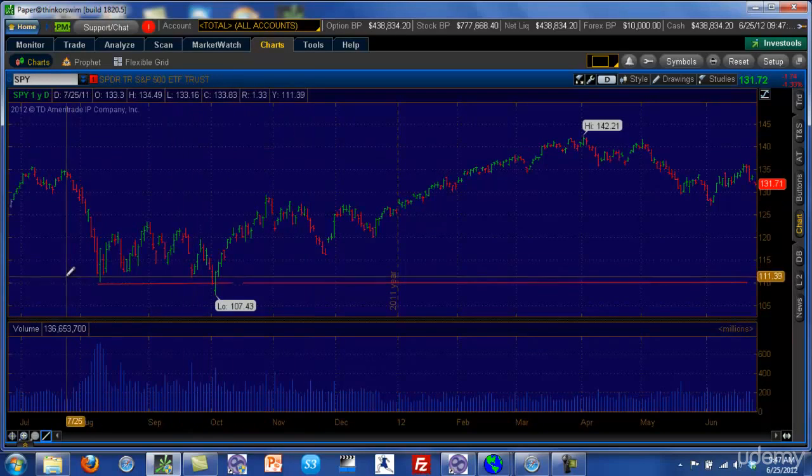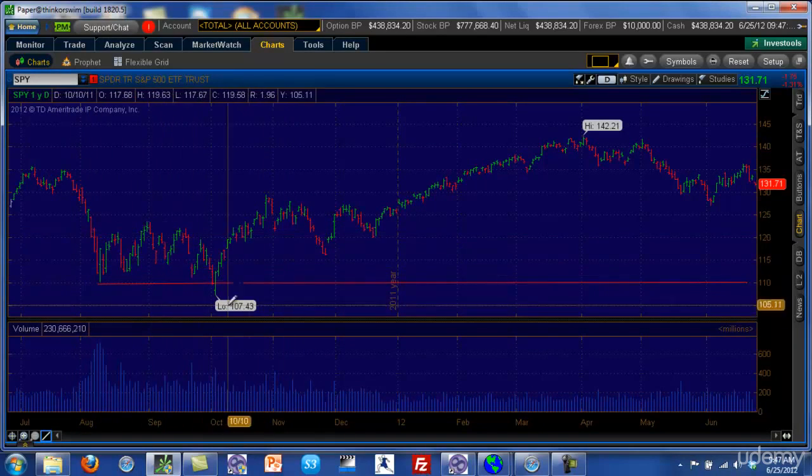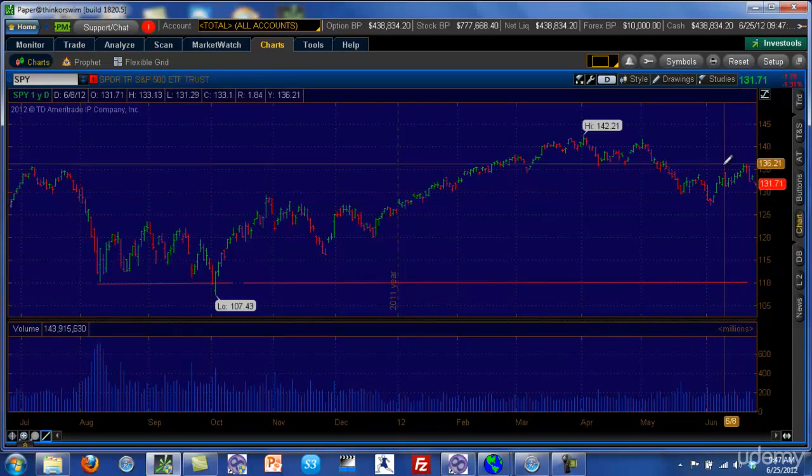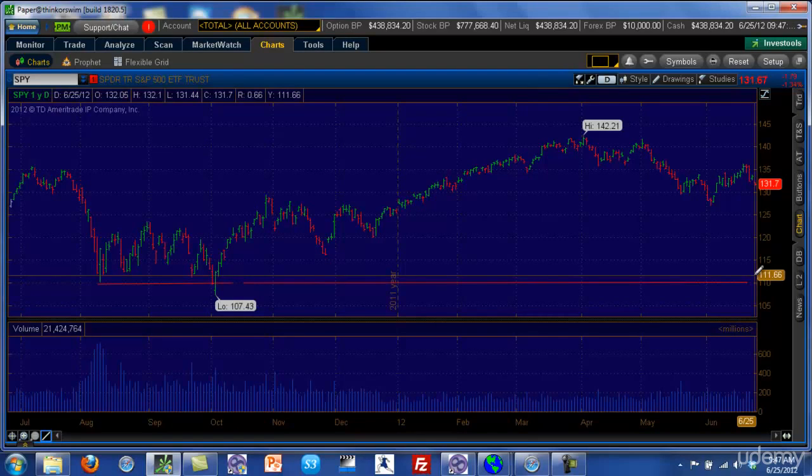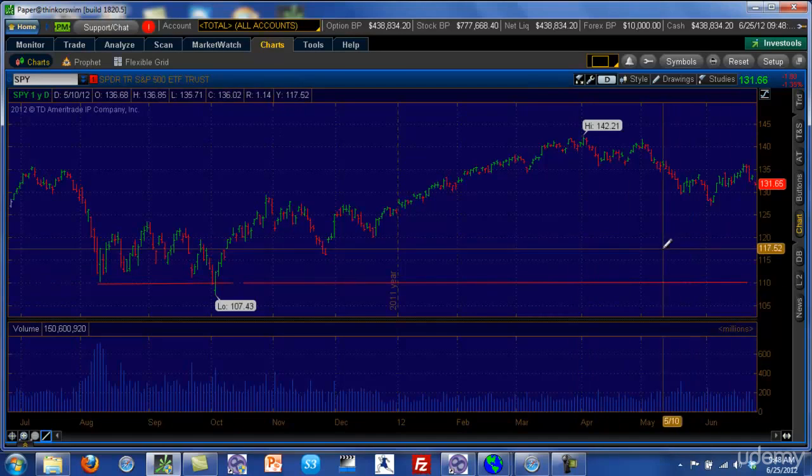Just because this 110 area has been a strong support point at least 3 times in the past 1 year, it doesn't mean that if the S&P, if the spider falls down to that level again, that it's going to hold. It could break through and it could go down depending upon how strong of a selling pressure there exists. So that's as far as support and resistance.